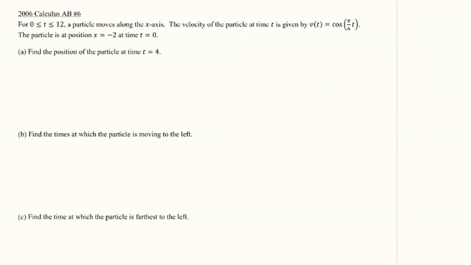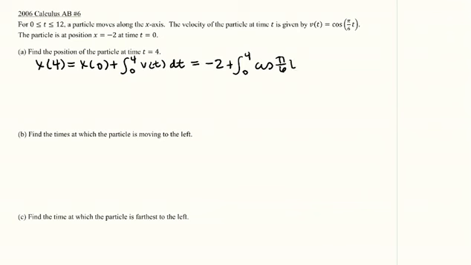Well, that's something that we can do. x of 4 is going to be equal to x of 0 plus the integral from 0 to 4 of v of t dt, which is going to be -2 plus the integral from 0 to 4 of cosine of pi over 6t dt. Now I want y'all to take this integral yourselves. This one has a little bit of a trick to it because of that pi over 6, and so I'd like to see what y'all come up with.